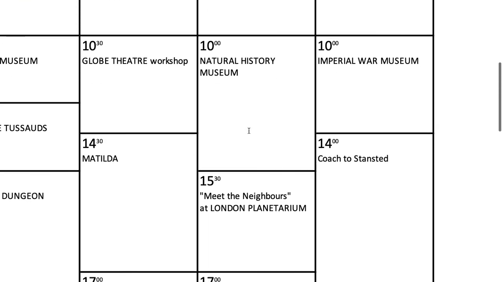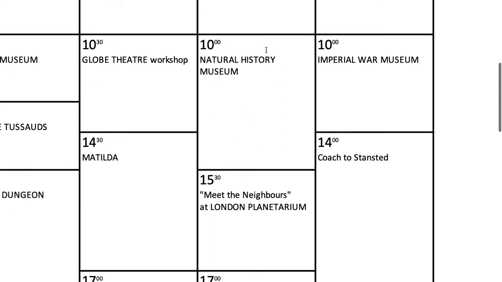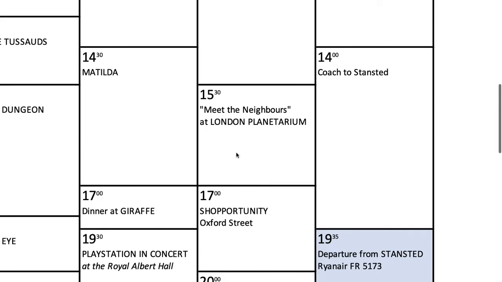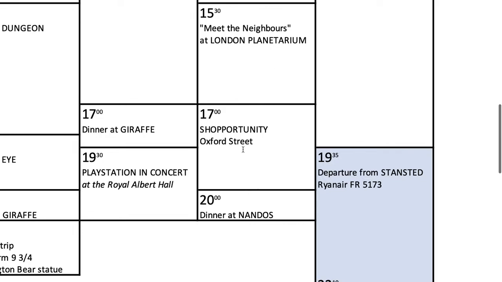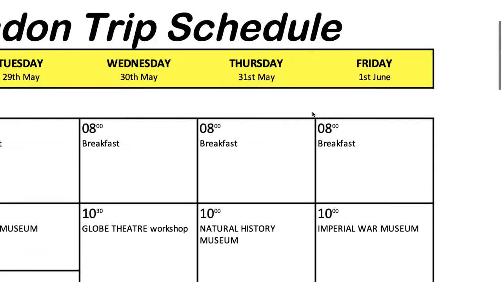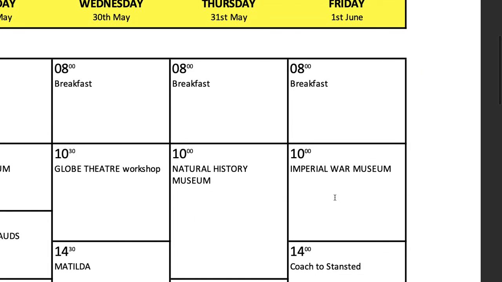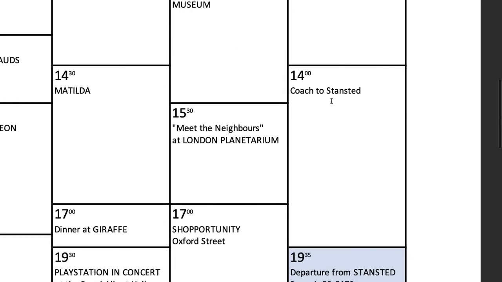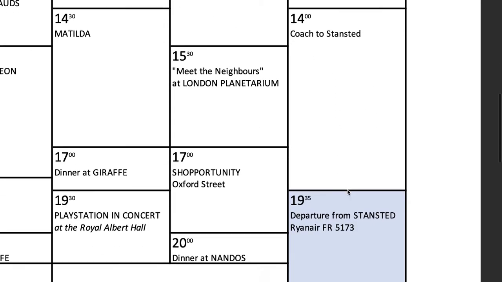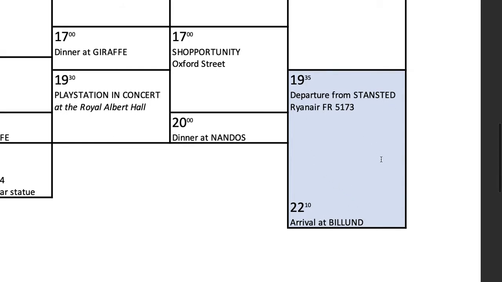Okay, then on the Thursday, we did one of the museums, the Natural History Museum. We went to London Planetarium, so there was a presentation there. So that was two good educational activities. And then everybody got the opportunity to go shopping, and we had dinner at Nando's in the evening. And then finally on the Friday, the Imperial War Museum, a coach to Stansted Airport, and then we were supposed to get this plane back, but it was cancelled, and we ended up staying at Stansted Airport until the Saturday, which was challenging.